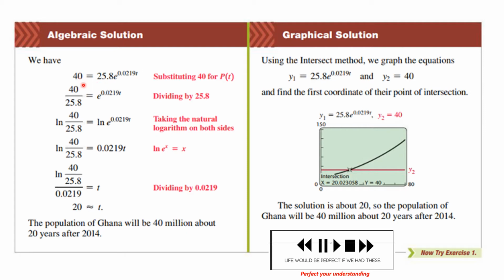The other way that we can do it is we can graph both sides. Here is one side. We're going to graph that as y2 equals 40. The other side is this one. We're going to graph that as y1. We find the point of intersection, and the solution again is about 20. I encourage you to perfect your understanding by trying this problem.